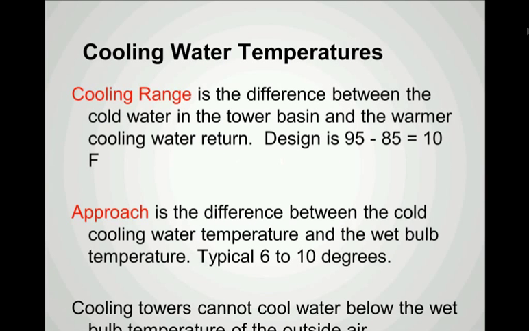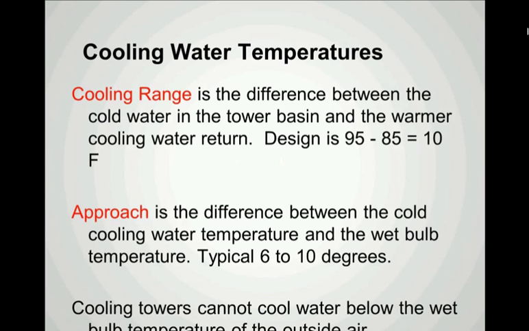Some of the terms that we commonly use for discussing the performance of a cooling tower include the cooling range. Cooling range is simply the difference between the cold water in the tower basin and the warmer cooling tower water being returned back to the tower from the chiller. Normally the design cooling range is 10 degrees, 95 to 85 degrees Fahrenheit.